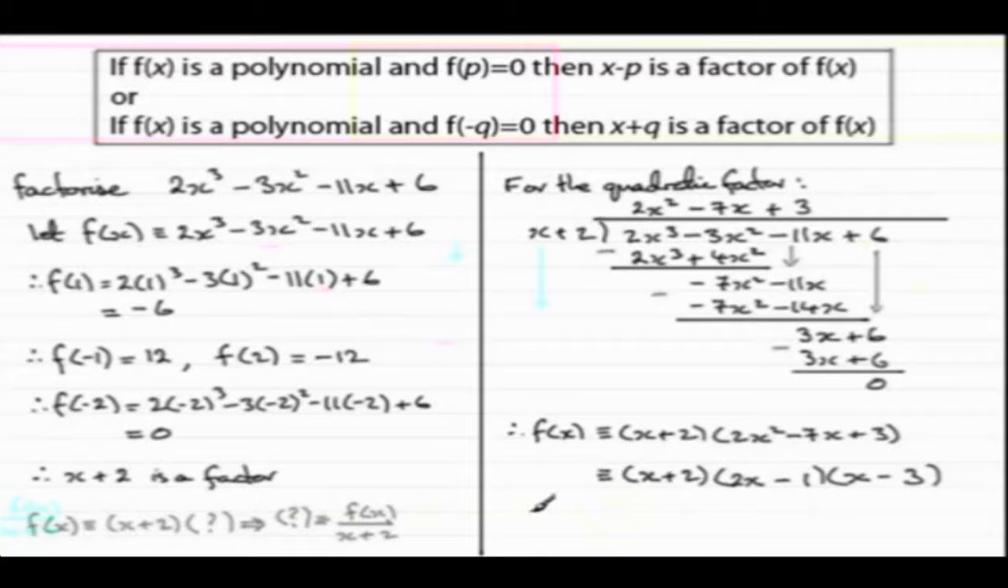It's worth pointing out at this stage, by the way, that if you had got a question which said solve the equation f of x equals 0, you'd first factorize f of x, okay? And then once factorized we can say that each of the factors would equal 0, and that would lead to x equaling minus 2. For this factor, 2x minus 1 would equal 0. That would lead to x equaling plus a half. And for the factor x minus 3 equaling 0, x would equal 3.